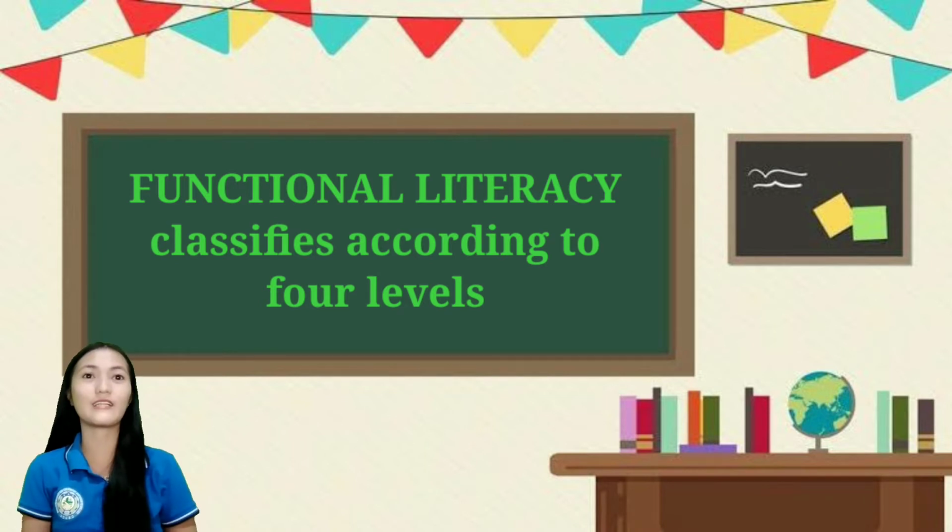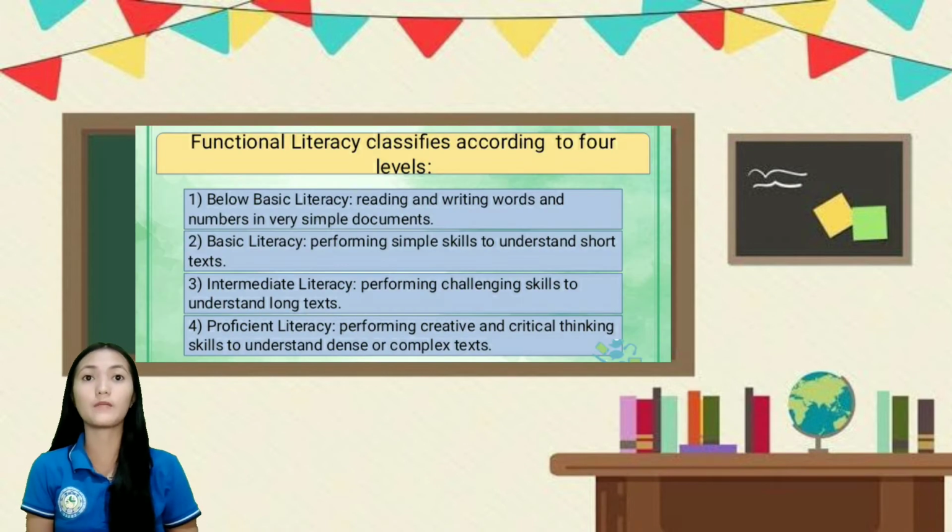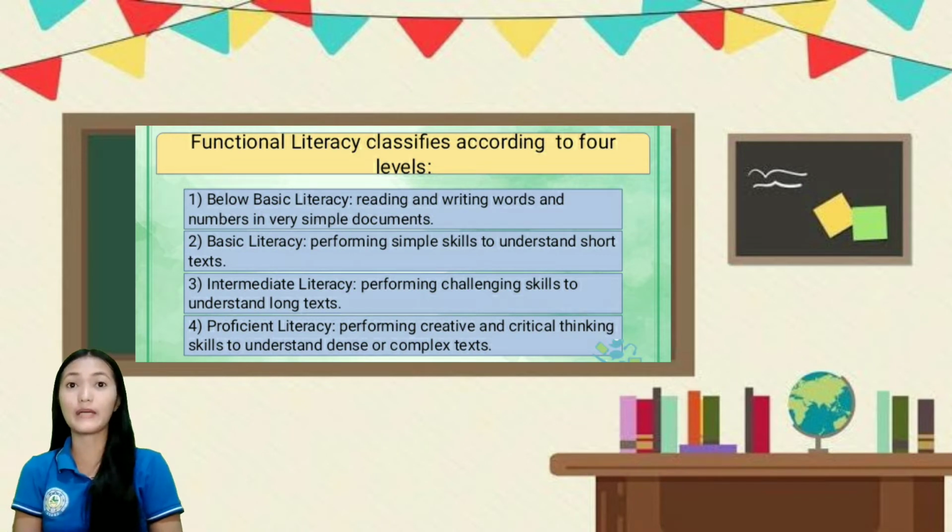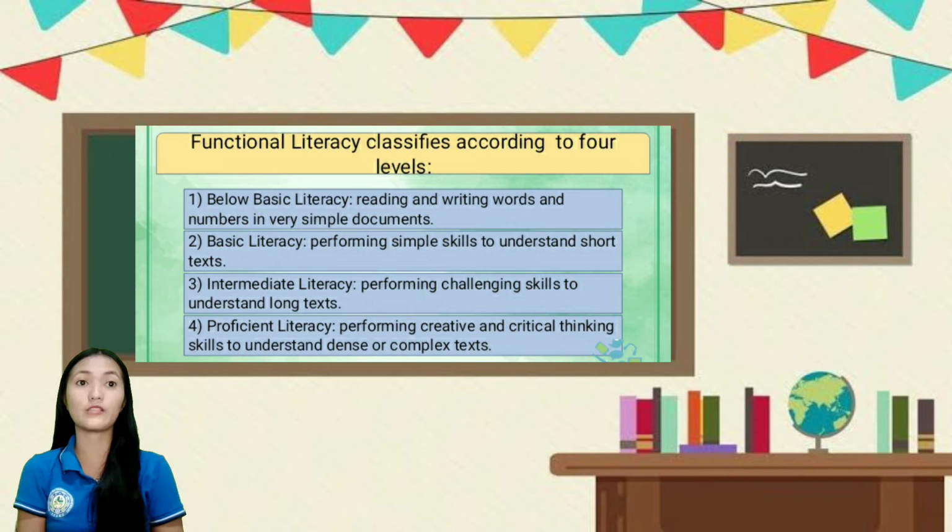Functional literacy is classified according to 4 different levels. First one is the below basic literacy. It means reading and writing words and numbers in very simple documents. For example, locating easily identifiable information on a chart, signing a form, adding a dollar amount to a deposit slip. Second is the basic literacy, meaning performing simple skills to understand short text.